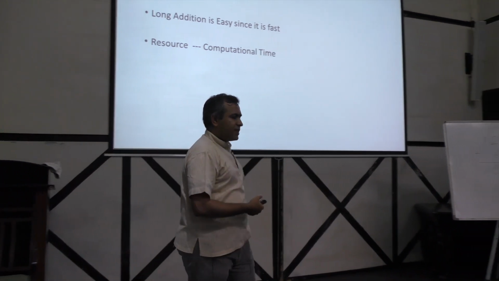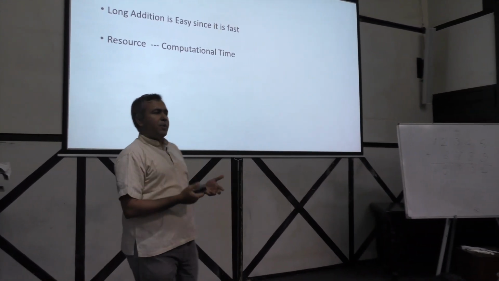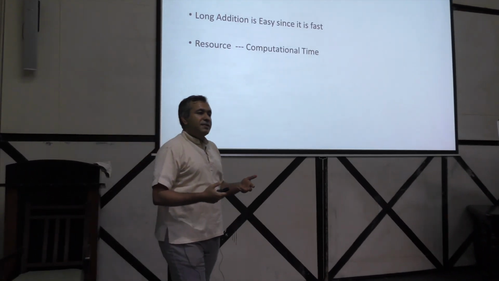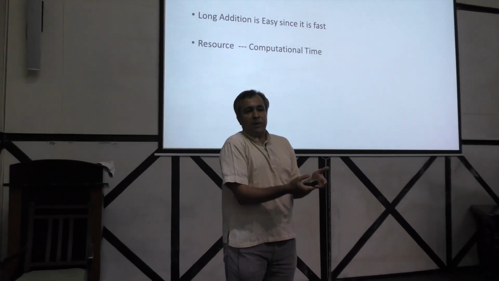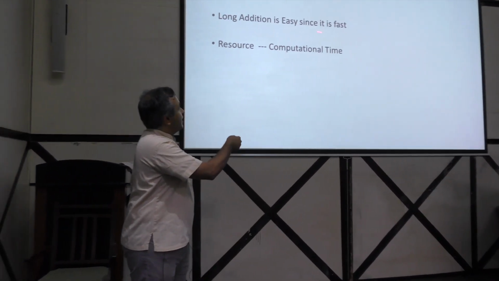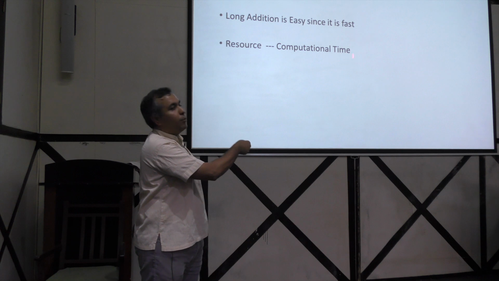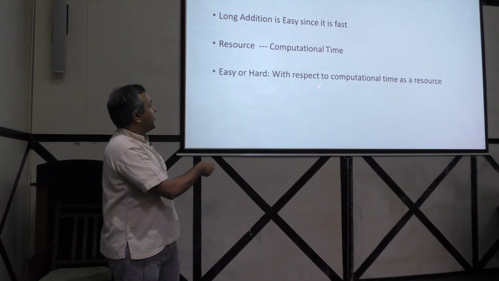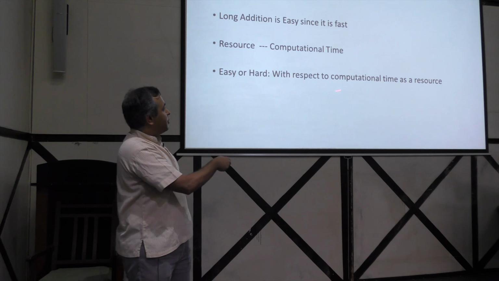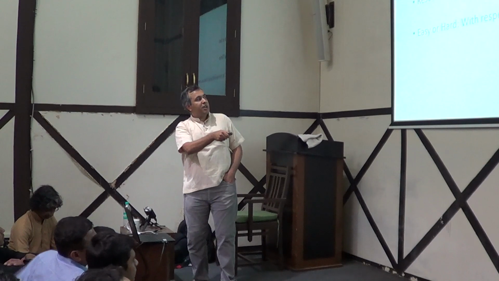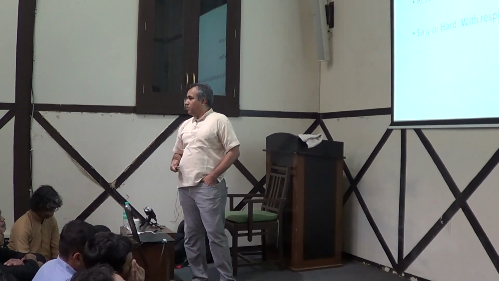And by the way, you should ask me: easy, hard. Easy or hard is typically because of some resource. We say something is easy because the amount of resource I'm expending on it is not too much. And obviously, the resource that I'm talking about is computational time. How much time is being spent? So at least for the purpose of this talk, I'm going to stick to time as the resource. How much time does it take to solve this problem?